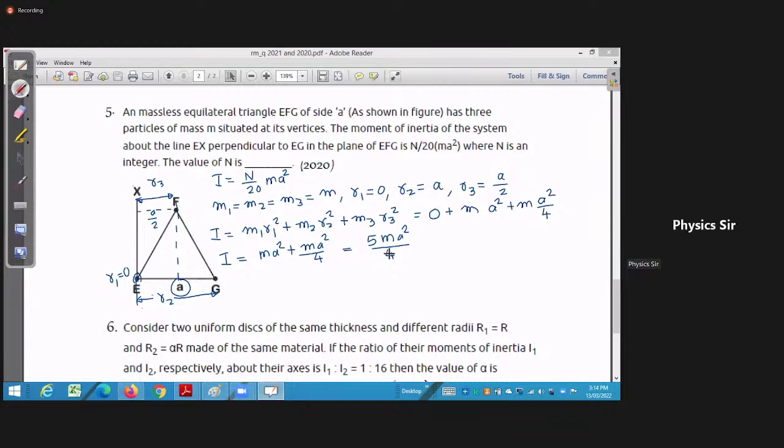As it is 5ma squared by 4, now I want 20 in the denominator. So I can multiply this entire equation by 5. So this will be 25ma squared by 20. This is equation number 2 and this is equation number 1. Now I can start comparing. What I can see is there is ma squared by 20 on both sides.